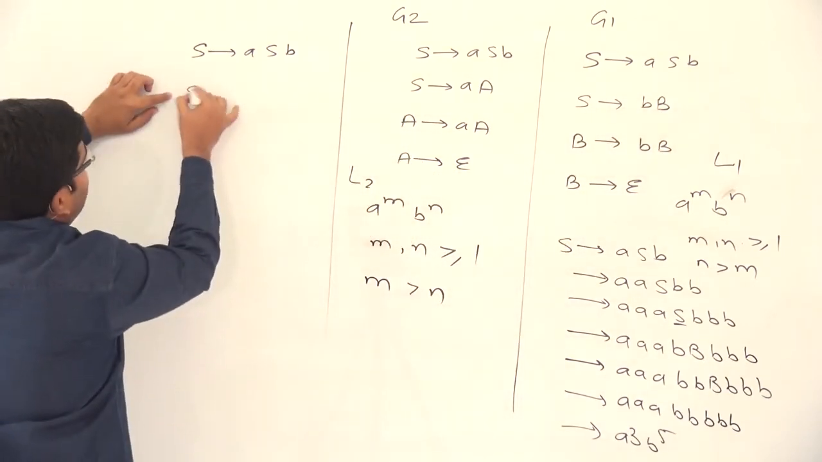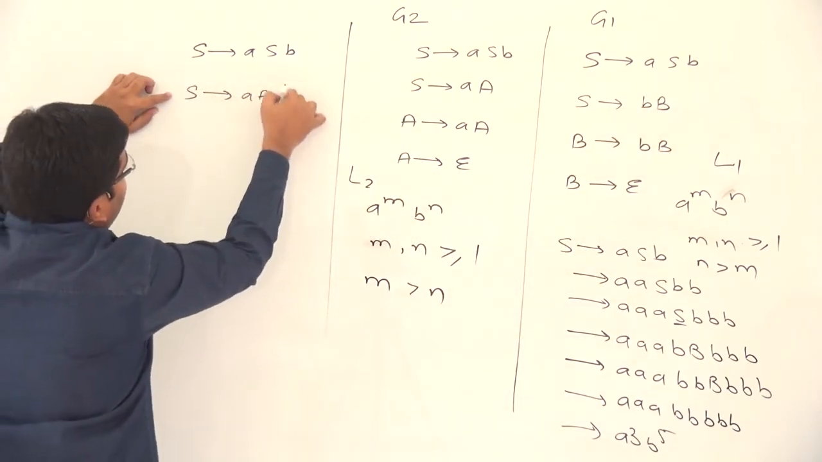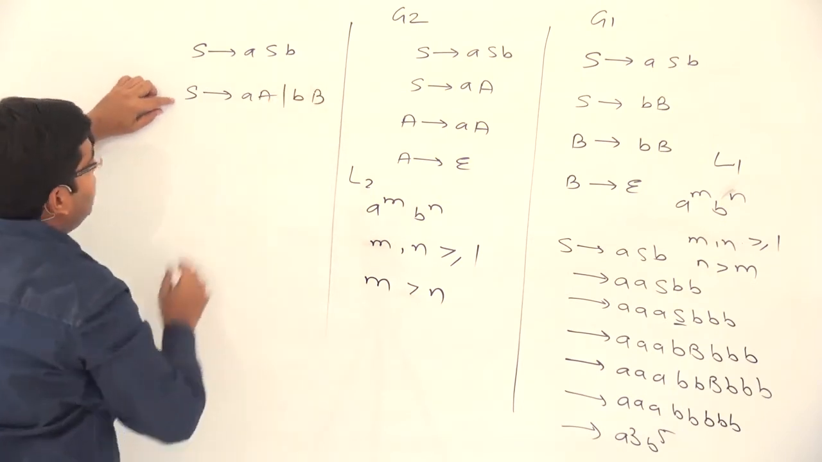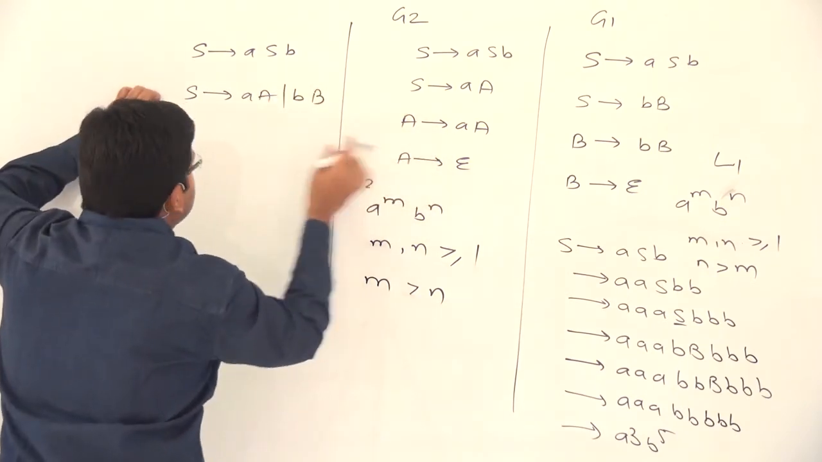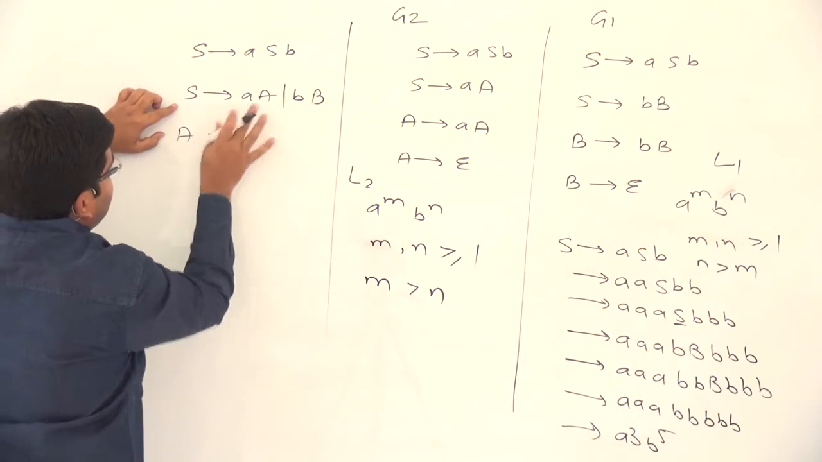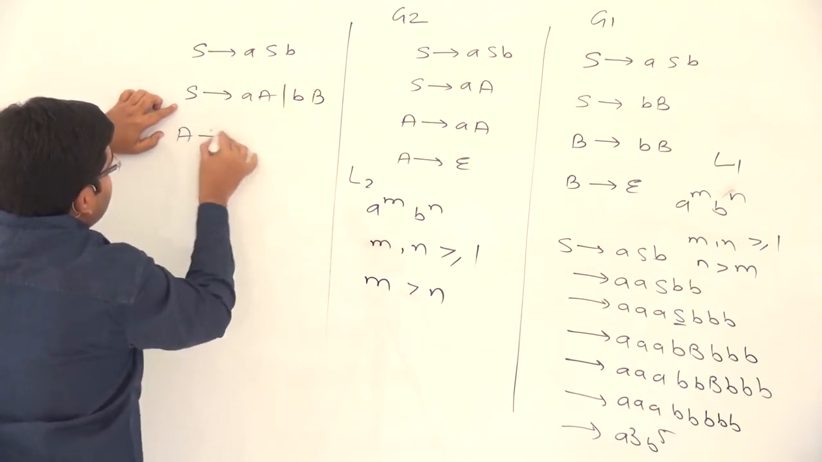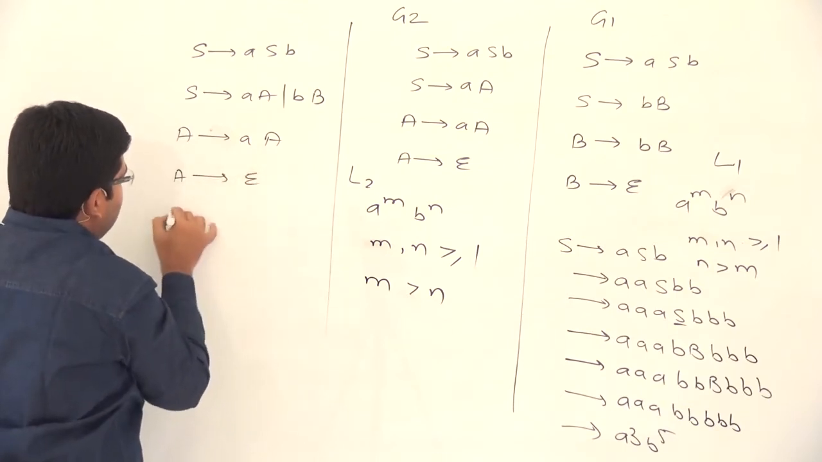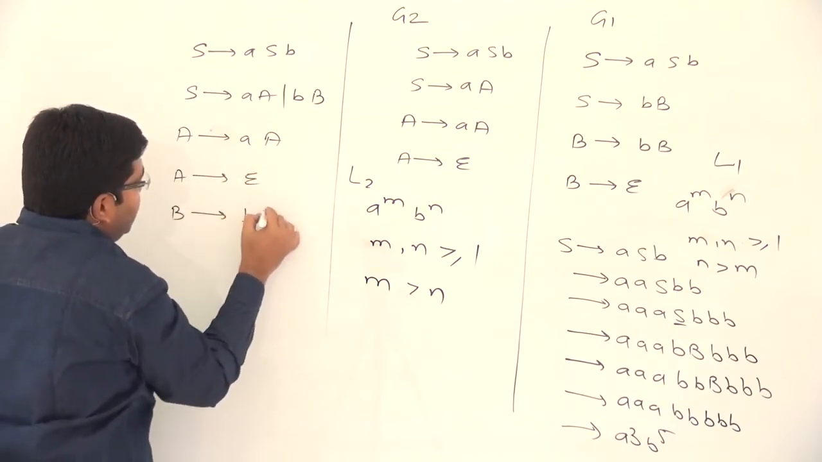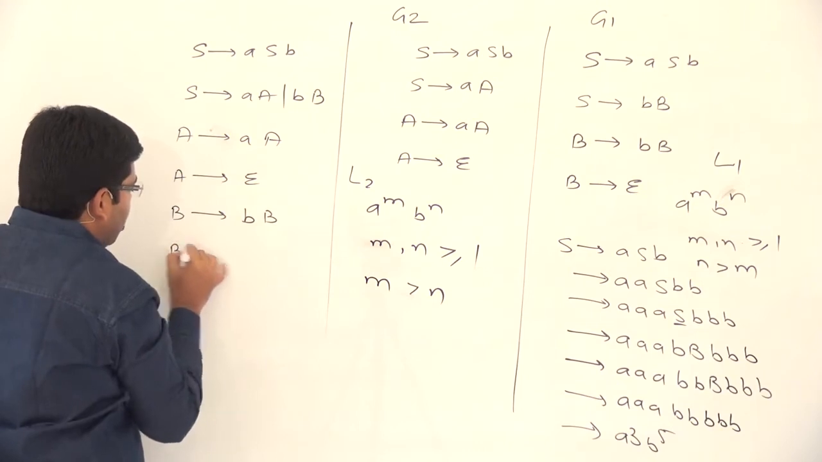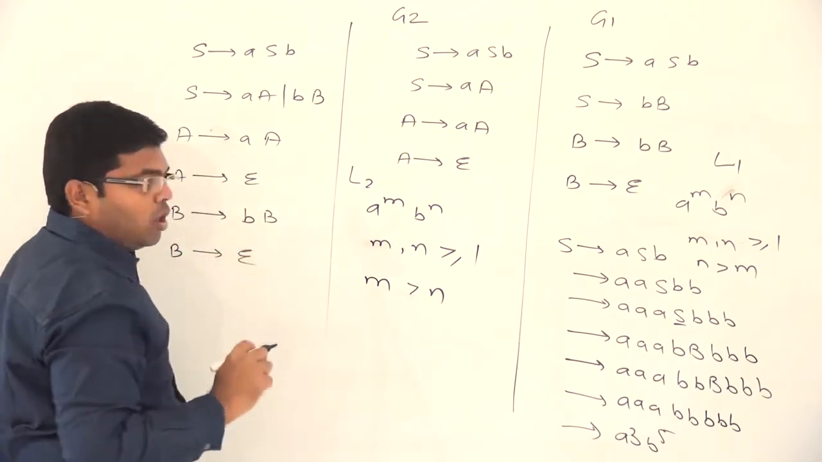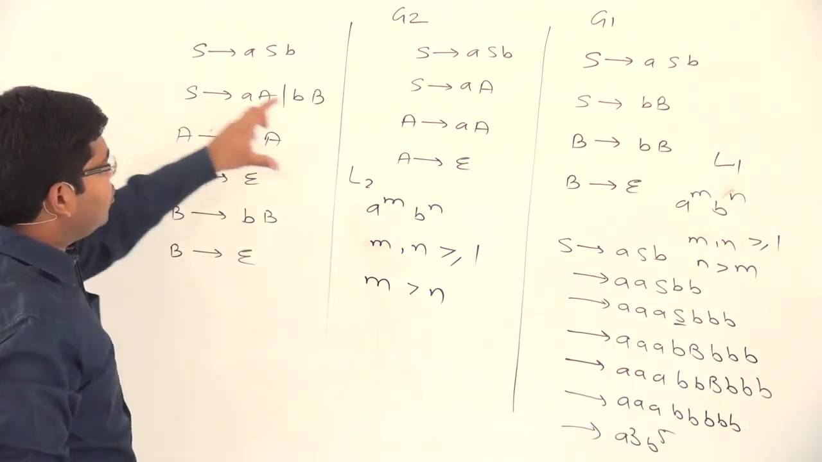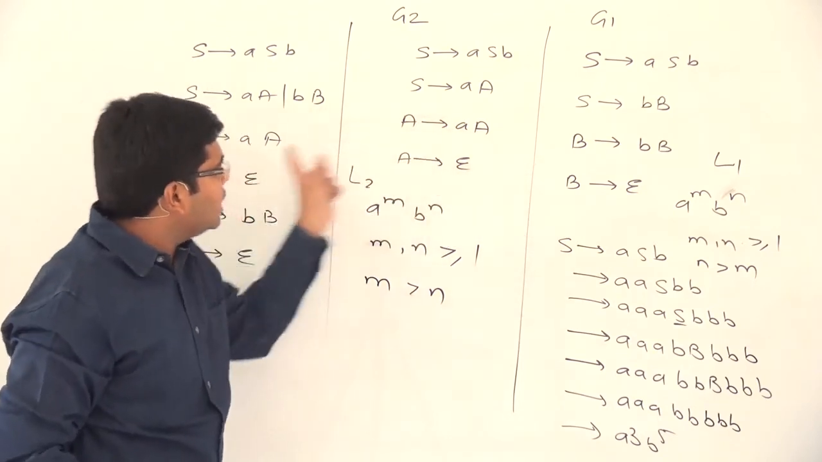Now S can be replaced with either capital A or capital B, and then we will copy these productions as they are. A produces capital A, or A produces epsilon; B produces capital B, or B produces epsilon. Okay, now what is the difference between these two grammars and the third grammar?